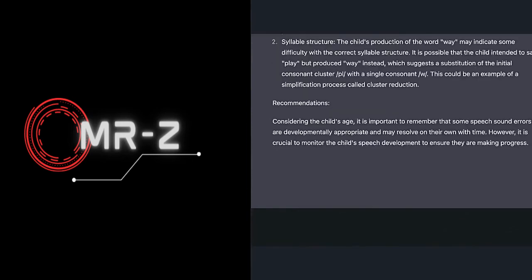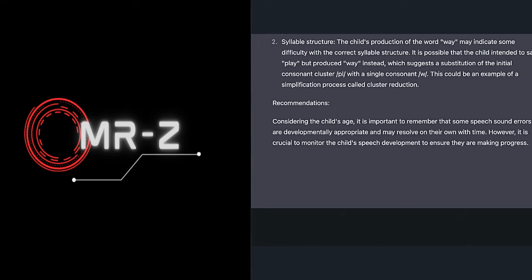Then it goes on to say syllable structure. The child's production of the word way may indicate some difficulty with the correct syllable structure. It is possible that the child intended to say play, but produced way instead, which suggests a substitution of the initial consonant cluster PL with a single consonant W. This could be an example of a simplification process called cluster reduction.